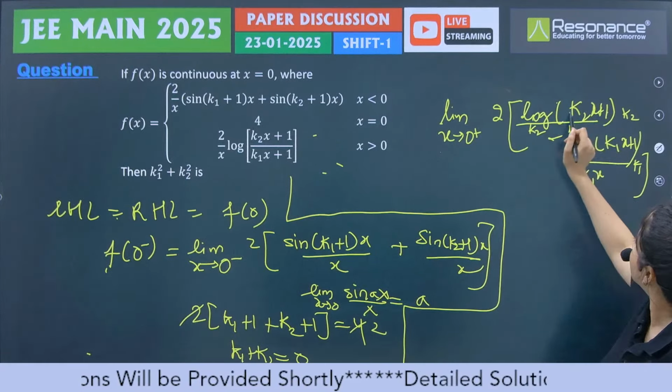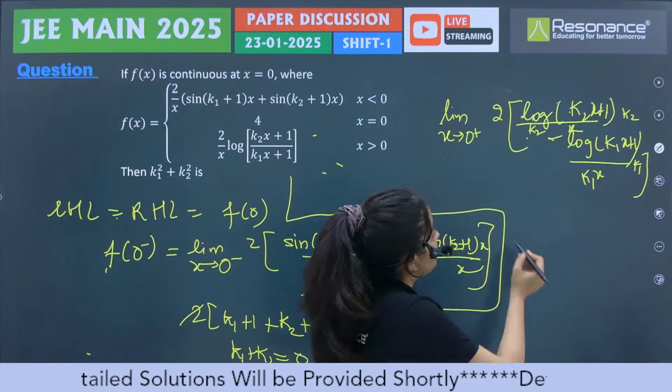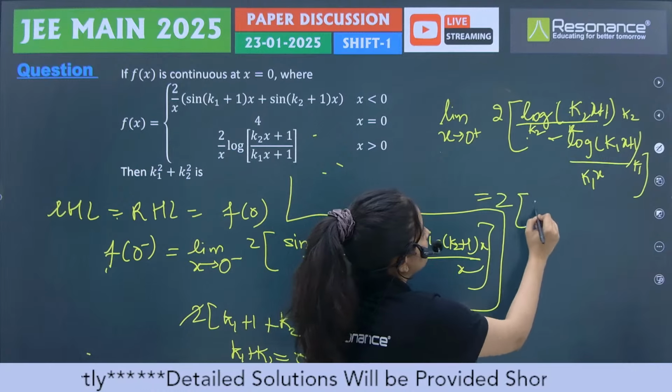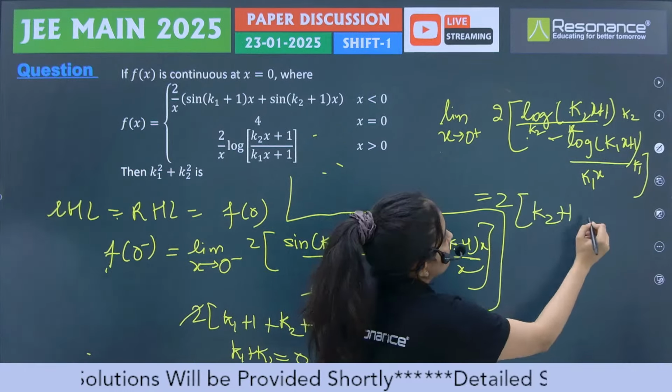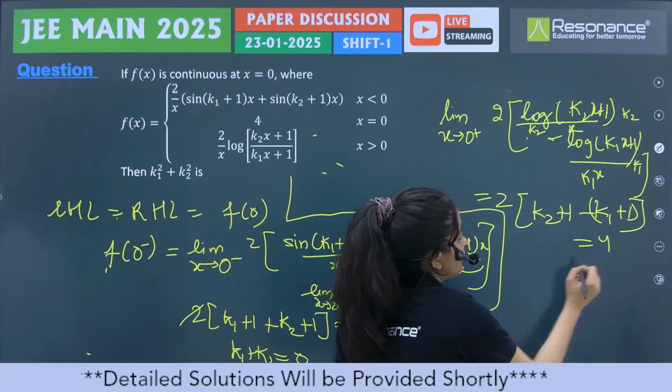Log(1 plus x) by x, limit value equals 1. So what am I going to get? 2 into (k2 plus 1) minus (k1 plus 1) is equal to function value 4.